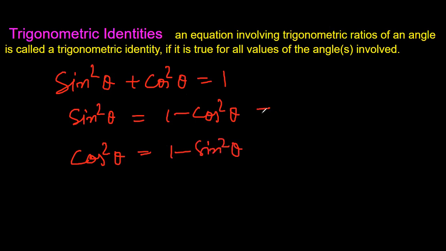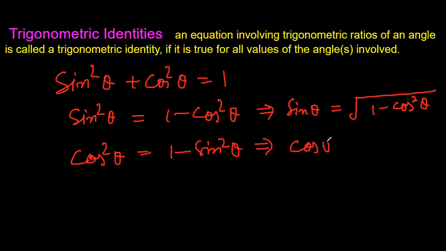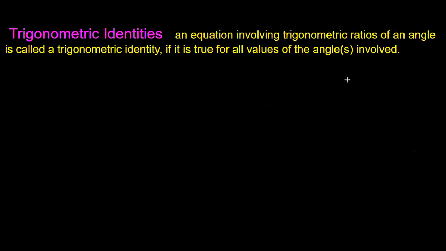Taking square root on both sides, square root of sin square theta would be sin theta. Sin theta can be written as the square root of 1 minus cos square theta. We can write like this. And the second form of the same identity can also be written as cos theta is equal to square root of 1 minus sin square theta. Is it done? Perfect. We have just proved one of the identities. We were playing with Pythagoras theorem.